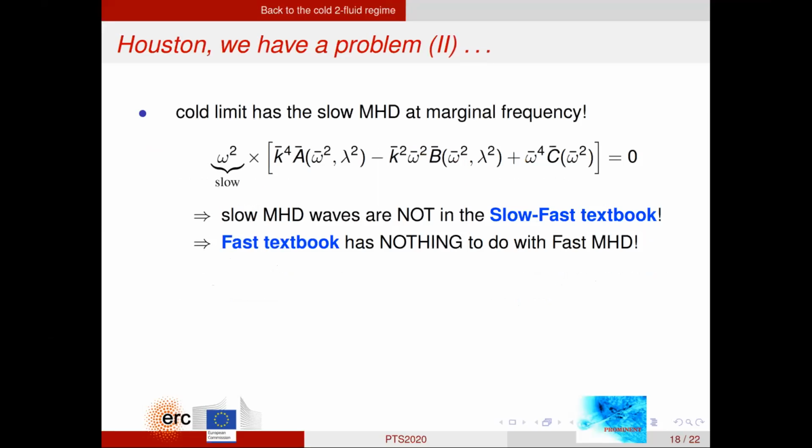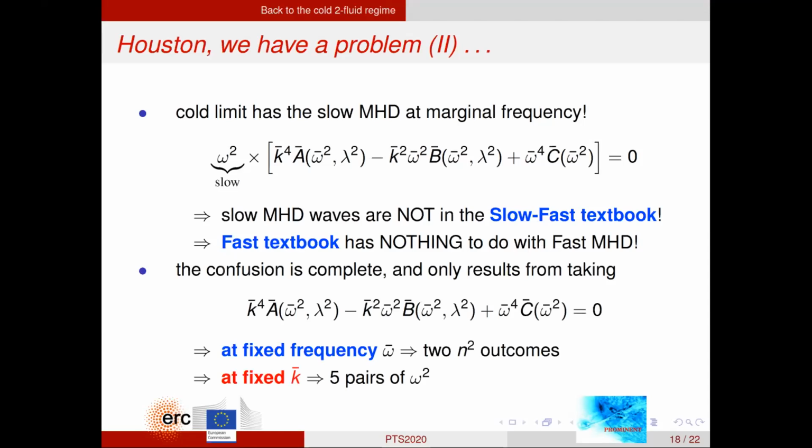Well, we don't really have a problem, because if you take the general approach, then I told you the cold limit basically has the slow MHD waves at marginal frequency and then leaves the dispersion relation that you find in textbooks. So the confusion is that slow MHD waves are not the slow ones that you are told about in the textbooks. Also, the fast label that is used in the textbook has nothing to do with the fast MHD. And I can tell you, if you do MHD and then you start reading this, this is very confusing.